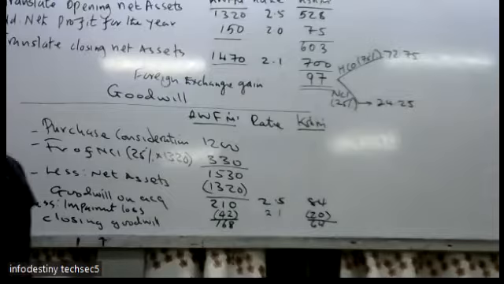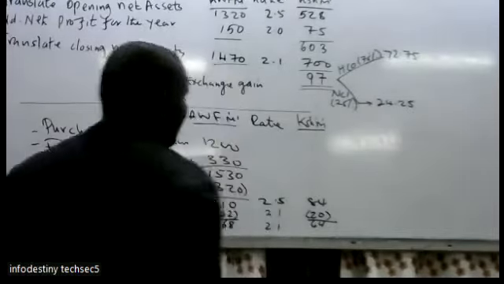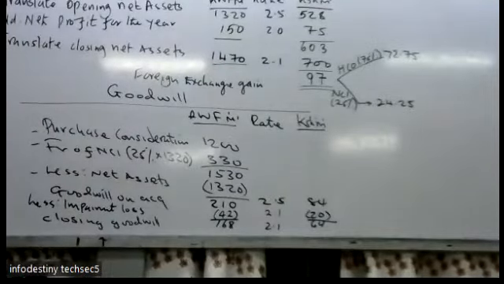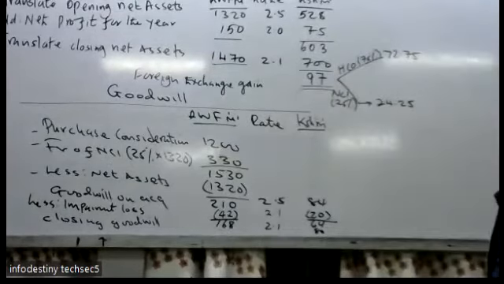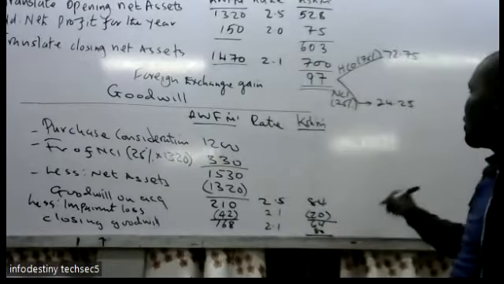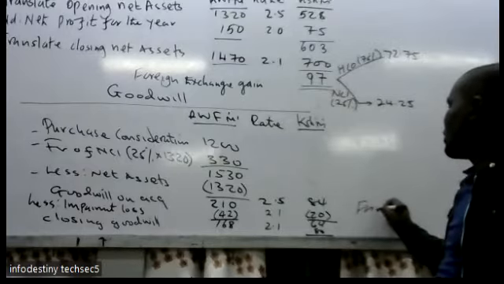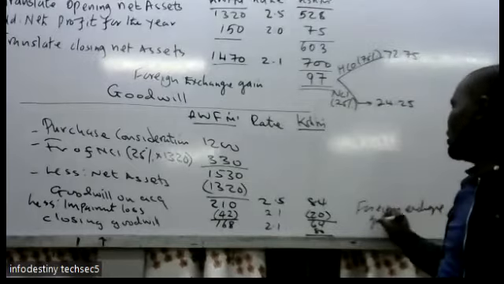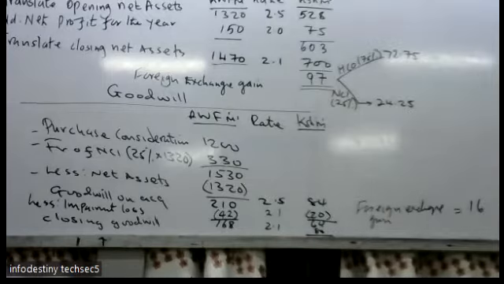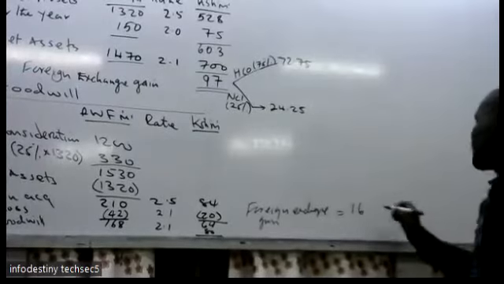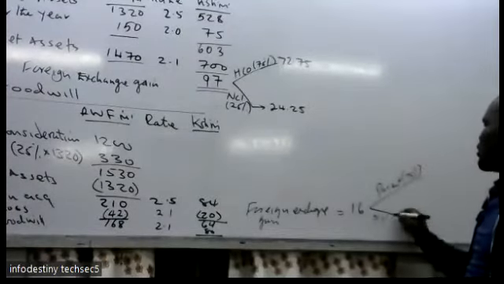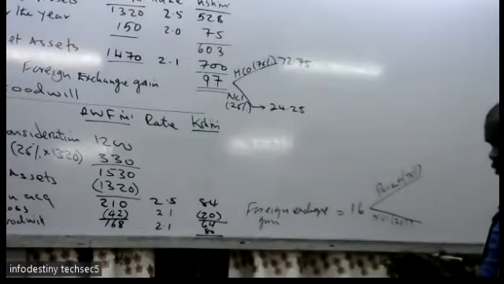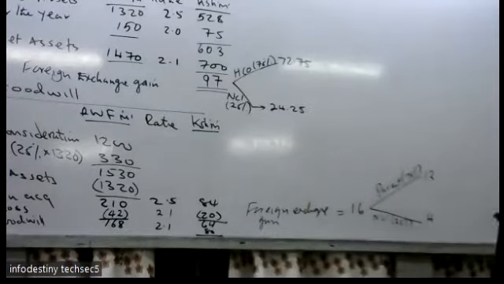So that 168, can you translate it at the closing rate? The closing rate is 2.1. So translate the 168 at 2.1, which comes to 80. So that is 80, and the difference is a foreign exchange gain. The goodwill has gone up by how much? 16. It has gone up by 16. So that 16, parent will take 75 and minority will take 25. So 75% of 16 is 12, and this one goes with 4. 12, 4, yes.